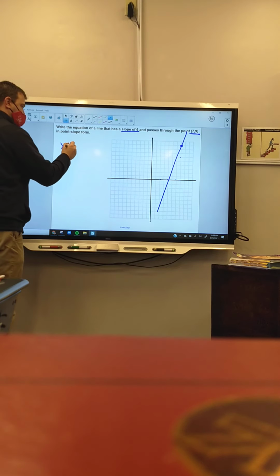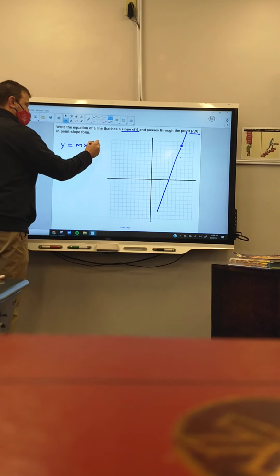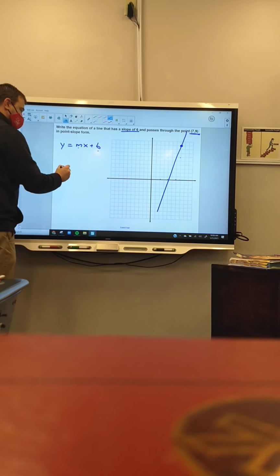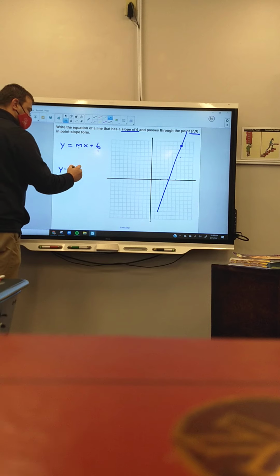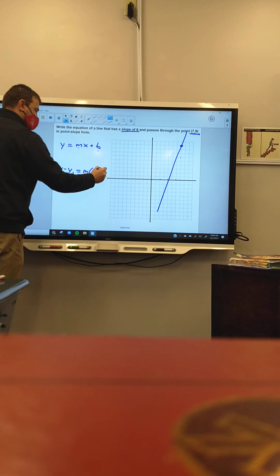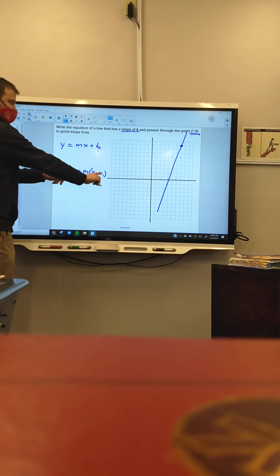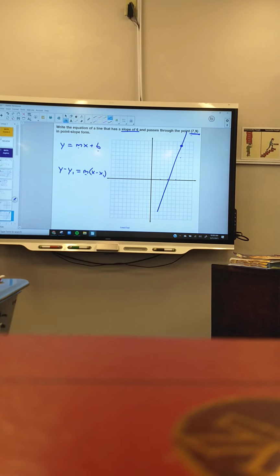Do I have enough information to use this form, which is slope-intercept form? Do I know the slope? Yeah. Do I know the intercept? No. Okay, so here's an example of where, even though that's my favorite one to use, I'm probably going to have to start by using this form instead. Because this one, point slope form, says that if I know the slope, which I do, and I know a point on the line, which I do, now I can make use of this.